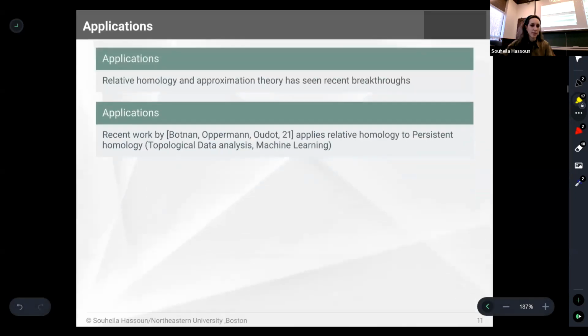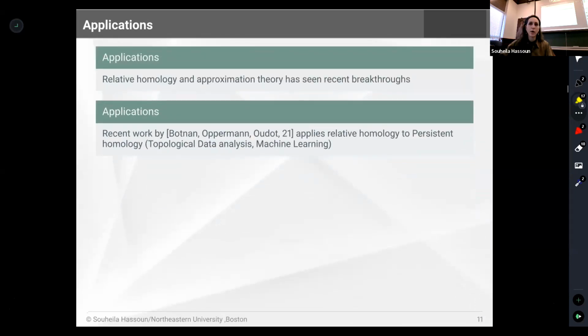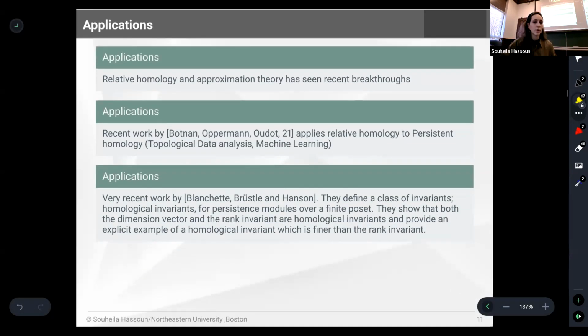Like, for example, in persistent homology, they're interested in some invariants. Persistent homology is where they study how some property persists, and it's a main tool of topological data analysis. And in this setting, some invariants were recently defined using the relative homology, using the relative Grothendieck group of an exact category.